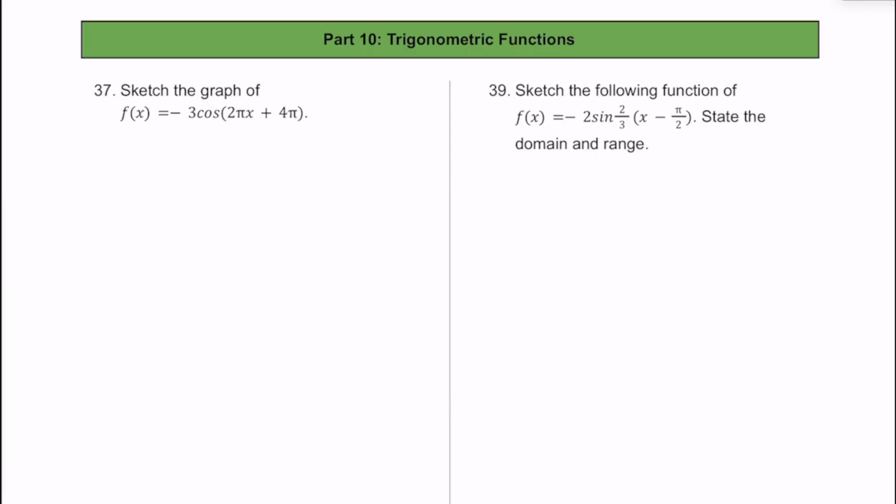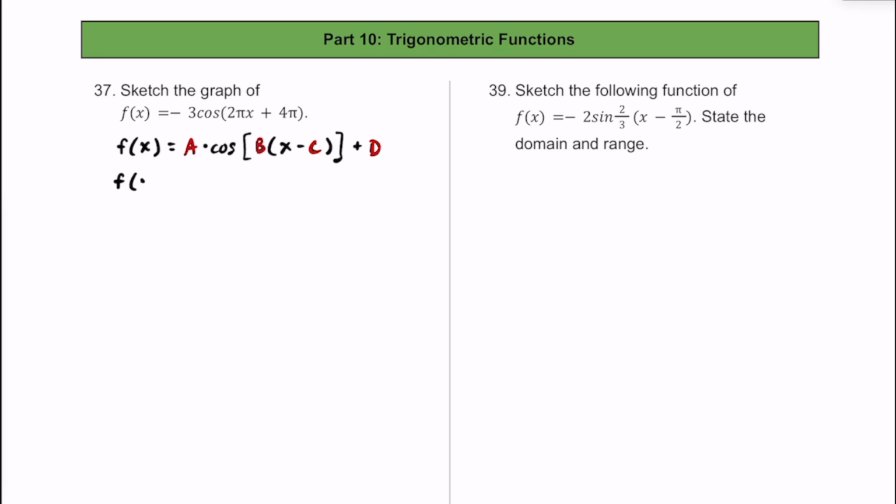For this last section, let's take a look at part 10, which is going to be dealing with some trigonometric functions. For number 37, let's go ahead and sketch the graph of f of x is equal to negative 3 times cosine of 2 pi x plus 4 pi. So keep in mind that one way to look at these trig functions is to put them in this form so that we can identify our a, b, c, and d values.